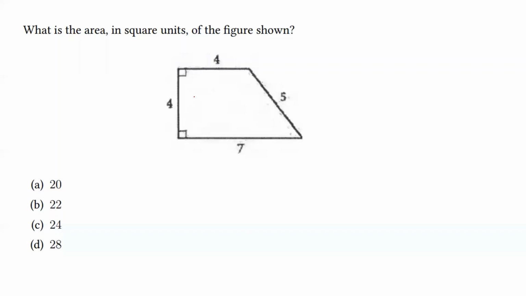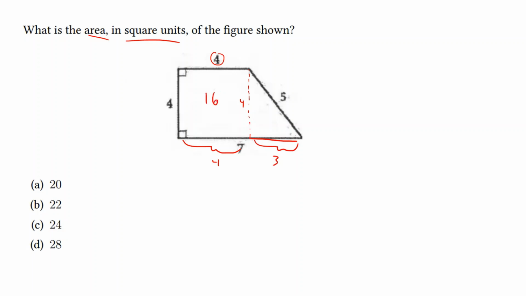In this instance, we want to find area in square units. Notice that we just have a 4x4 square and a triangle. We can figure out the base of this triangle. If the total length of this bottom line is 7, and we know that this distance is 4, that means this will be 3.